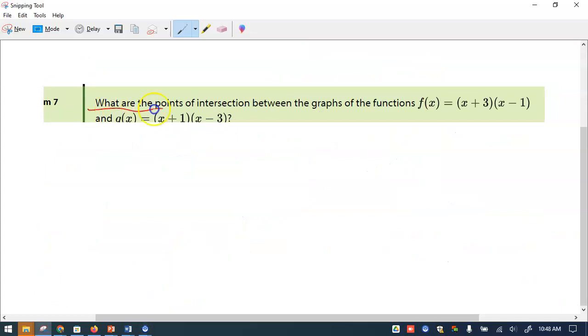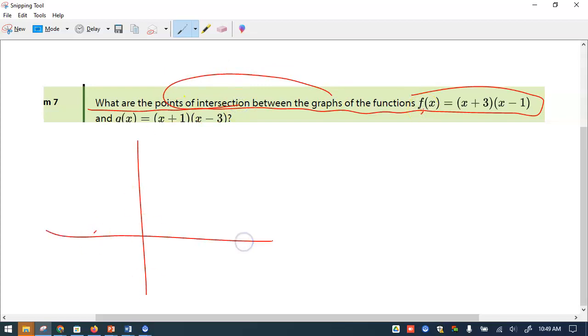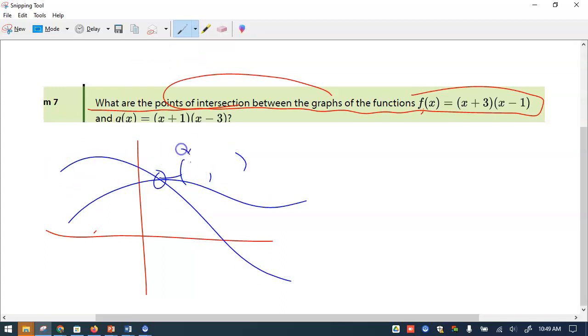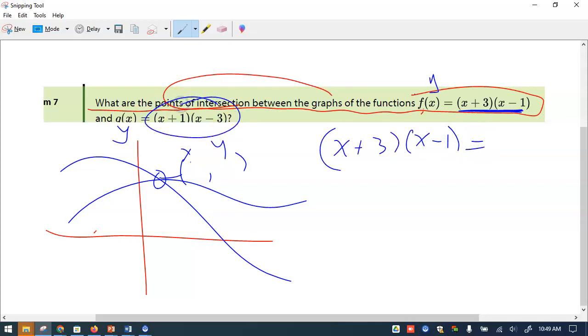So what are the points of intersection in this part? In order to find the point of intersection, if this is the x-axis and there are two graphs, one going this way, another one going this way. To find this, that means the output is the same, the y for the first one and the y for the second one are the same, right? It means x plus 3 times x minus 1 has to be the same as x plus 1 times x minus 3, and none of them is the same factor.